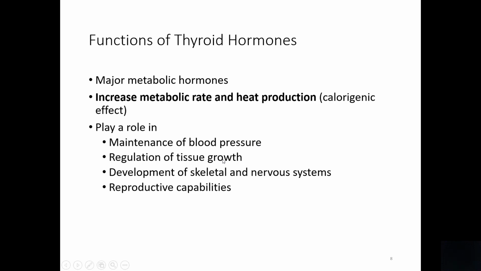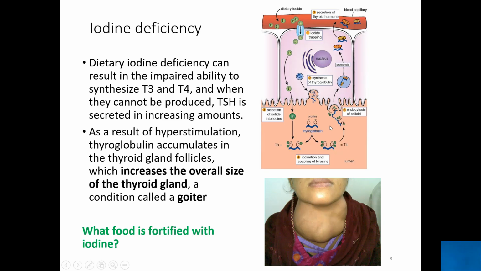Those hormones regulate tissue growth. They take part in development of skeletal system, nervous system in babies and in fetus, and they also can influence our reproductive capabilities. The thyroid hormone cannot be produced without iodine. Remember that dietary iodide, dietary it means we receive it with food.